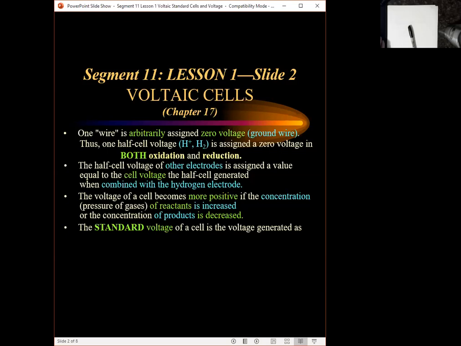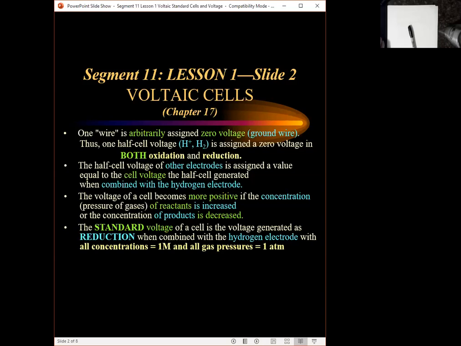The standard voltage of the cell is the voltage generated as reduction when combined with the hydrogen electrode. Now, all the concentrations have to be at 1 mole per liter concentration, and all gases have to be at 1 atmosphere to give us the standard voltage. Changing concentrations, changing gas pressure, changes the voltages.